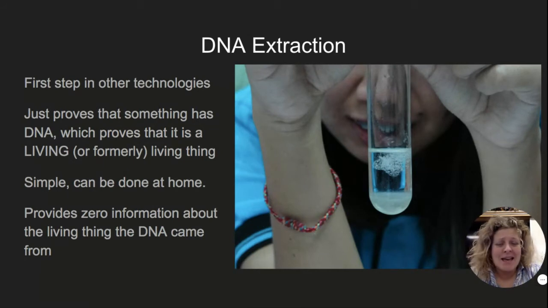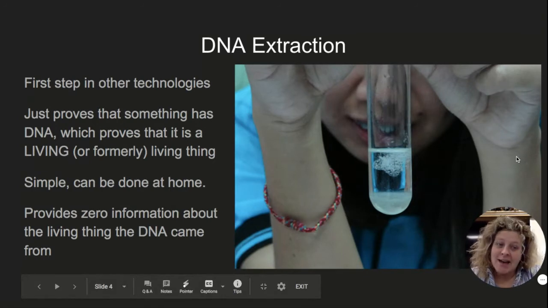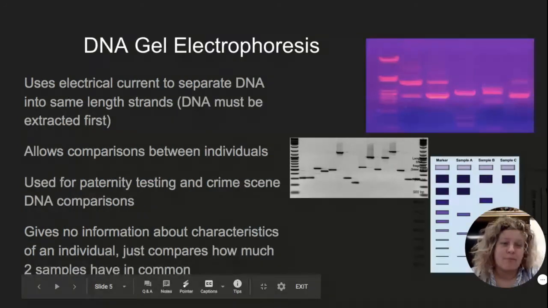It doesn't give you any information about the living thing the DNA came from. It doesn't tell you what species it is. It doesn't tell you what color hair it had or what color wrapper it had. To do that, you're going to need to go a step further.